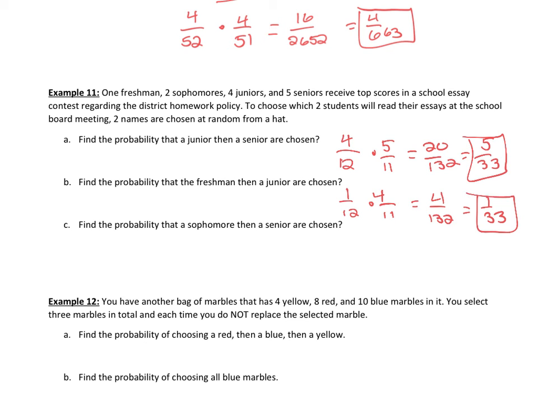And then lastly, find the probability that a sophomore, then a senior. Well, sophomore was 2 out of 12. And then a senior would be 5 out of the 11 remaining. So that's going to make us have a 10 in 132, which could simplify to 5 out of 66.